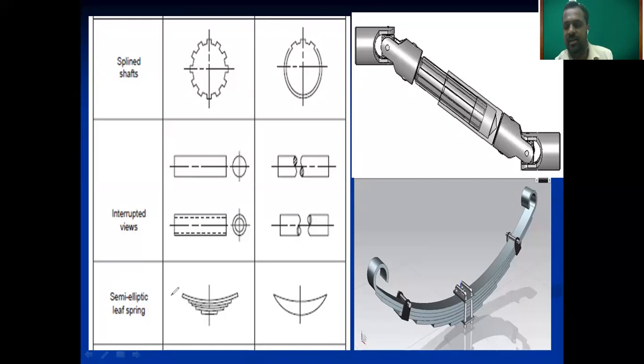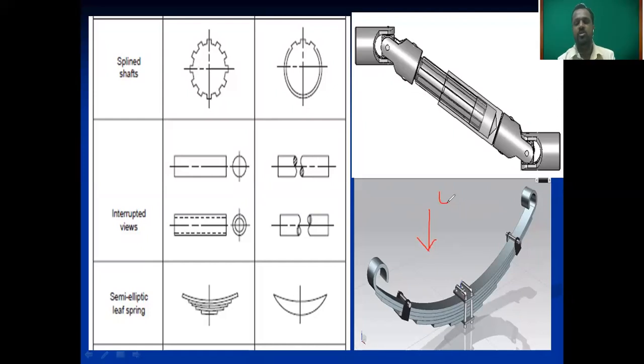There are different types of springs. Generally, what is the name of this spring? Yes, anybody? It is called the leaf spring. And here we are using the leaf spring in the vehicle.